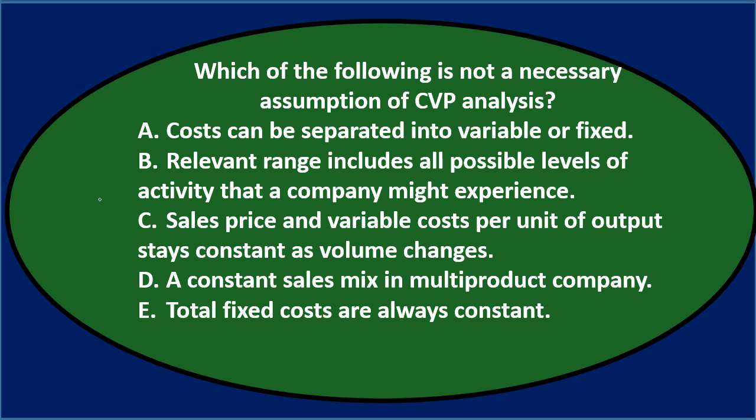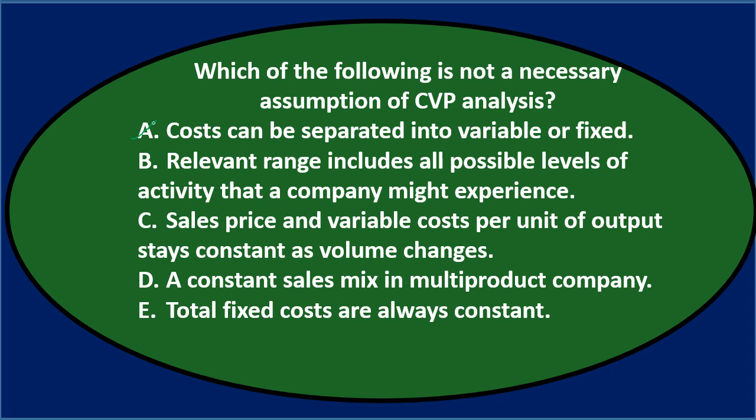Okay, let's go through this again. We got some fairly long answers. We're going to use the process of elimination. Which of the following is not a necessary assumption for CVP analysis? A, costs can be separated into variable and fixed. That's going to be our primary kind of assumption. We're going to have that. So that's going to be one of the assumptions. We need to be able to break out all costs into either variable or fixed in one shape or form.